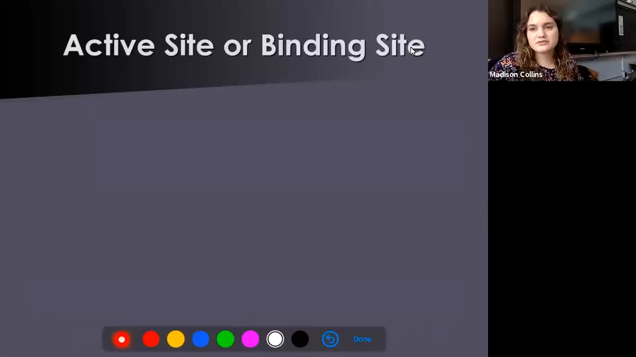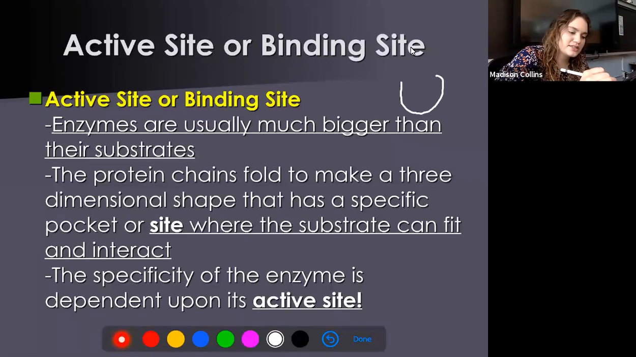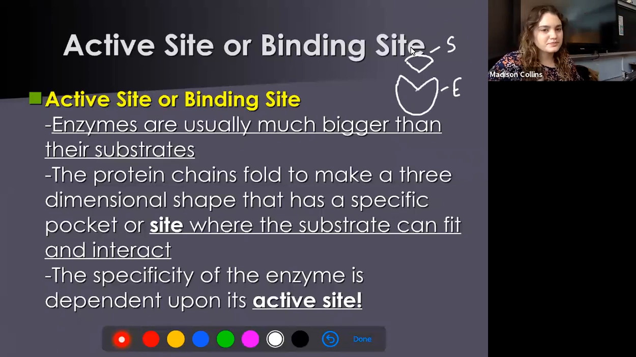Now, we've got some notes that we need to fill in. So first off, yesterday I mentioned something called the active site or the binding site, but I didn't dive into too much detail. So today we need to learn a little bit more about that. So something you need to write down is that enzymes are usually much bigger than their substrates. So we'll see a picture of this coming up shortly, but in most pictures, you'll see enzymes represented something like this and substrates represented like this. So as you can see, the enzyme is a lot bigger than the substrate that it connects to.